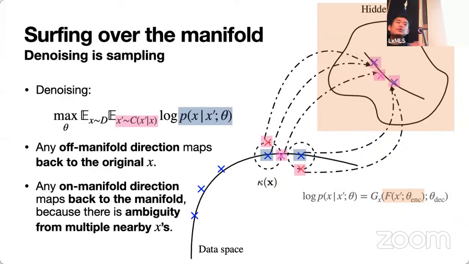And what should this corruption function be? This corruption function should be as unstructured as possible. Every possible way in which the data point can be kicked off the data manifold should be included, so that this denoising autoencoder can figure out what the valid directions are and what the invalid directions are.